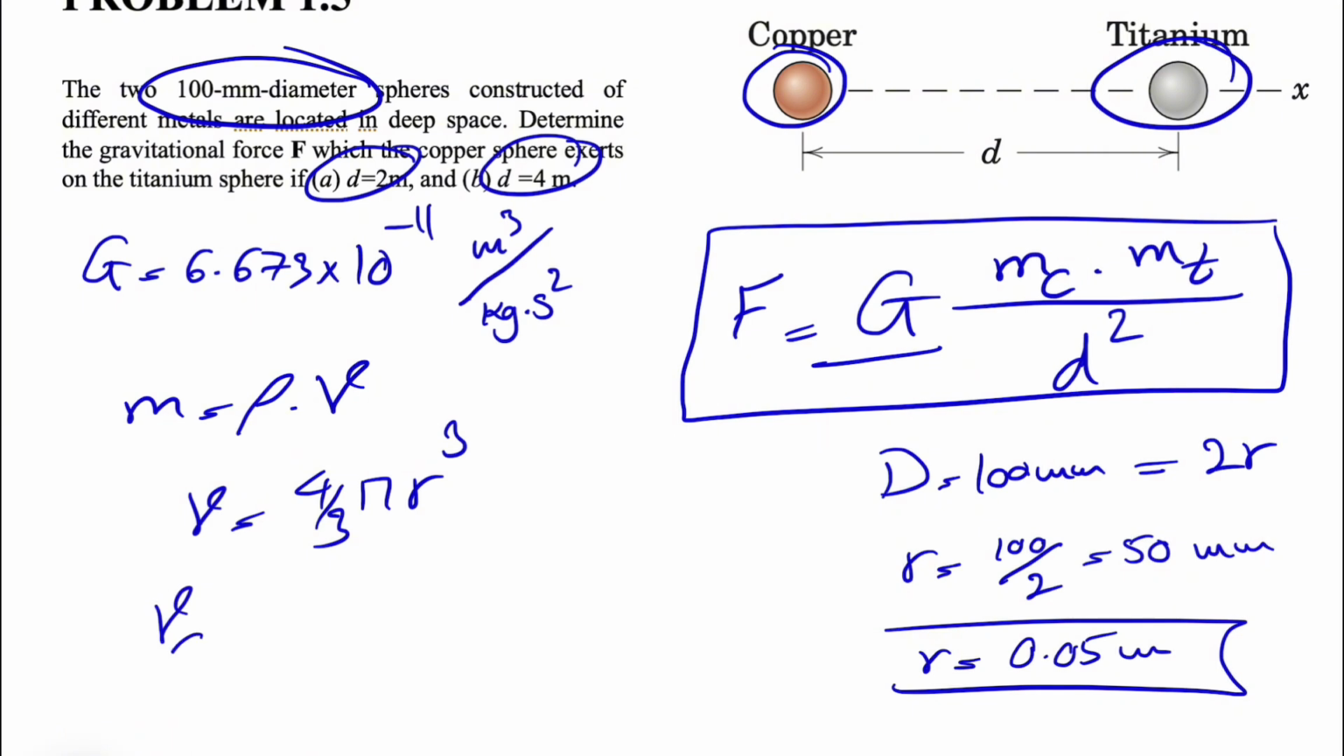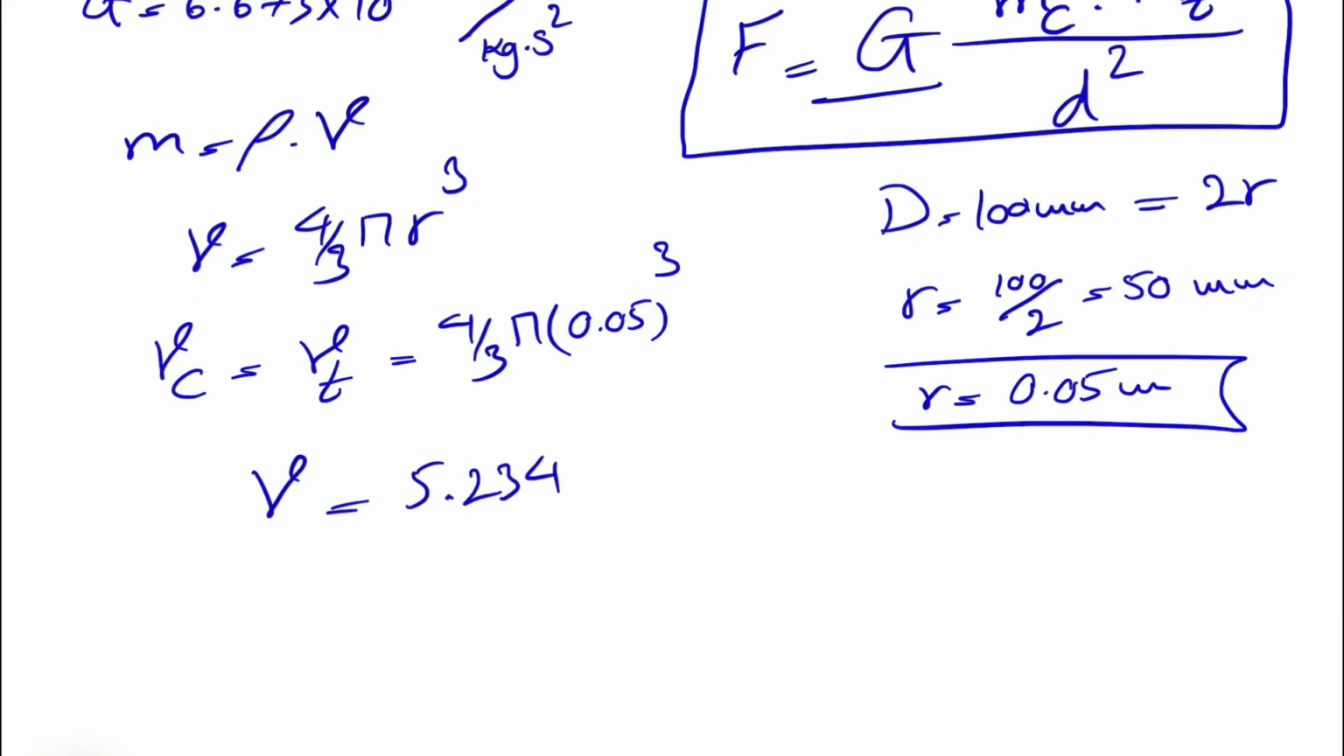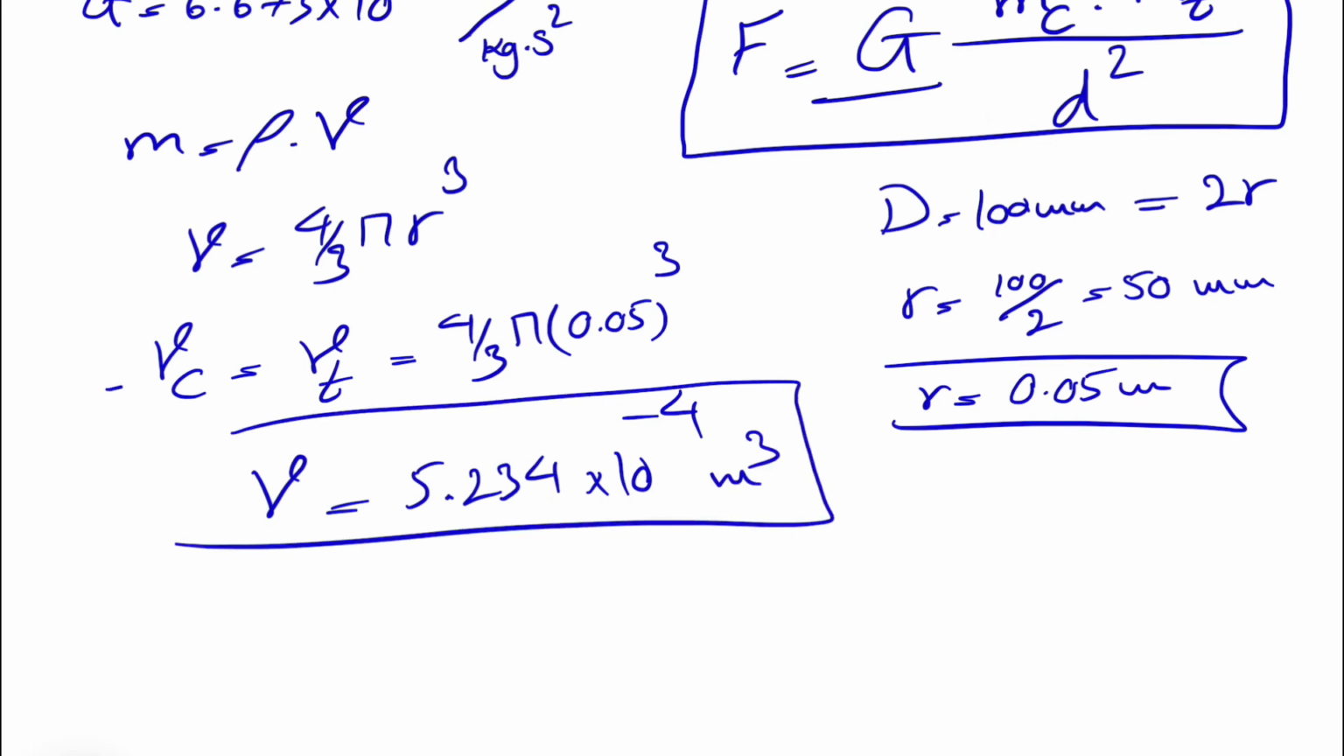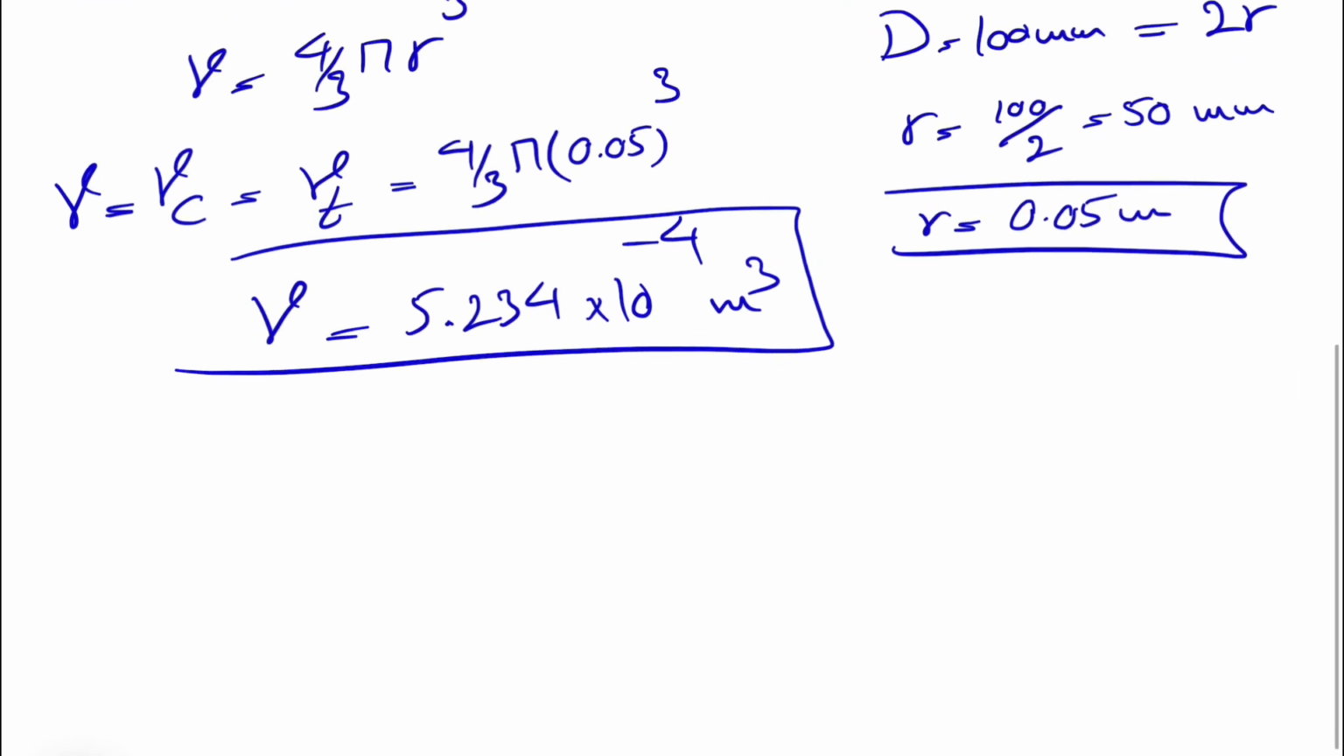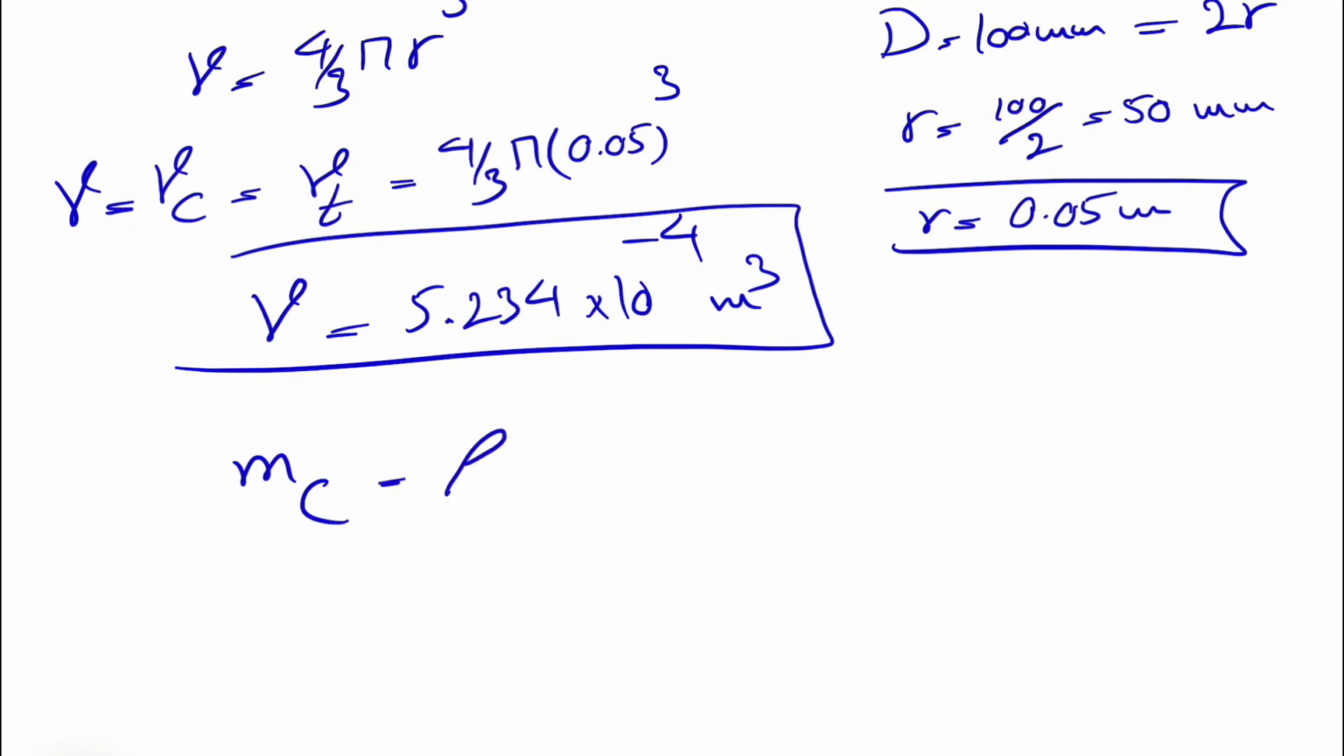So it seems that we can find the volume of each of these spheres easily. As I mentioned, the volume of the copper is equal to the volume of titanium, since we have the same radius, and that would be 4/3 of pi times r, which is 0.05 cube. If we calculate this, we get our volume 5.234 times 10 to the minus 4 meter cube. Now that we have the volume, we just have to find the mass of each. Let's go with the mass of copper first, which will be the density of copper times the volume. We're just going to show it with V from now on, because since the radius is the same, the volume would be the same too.